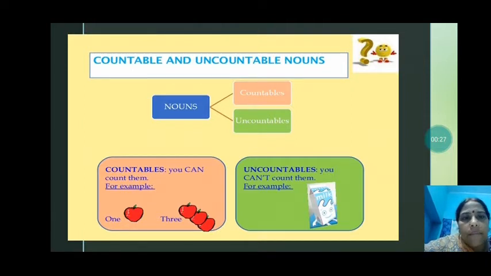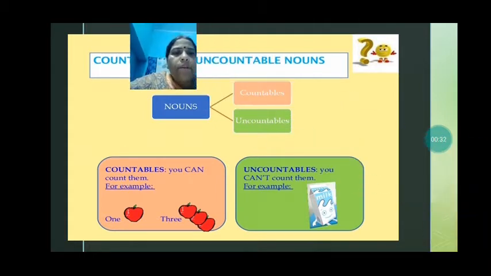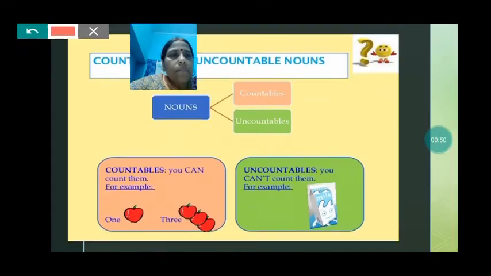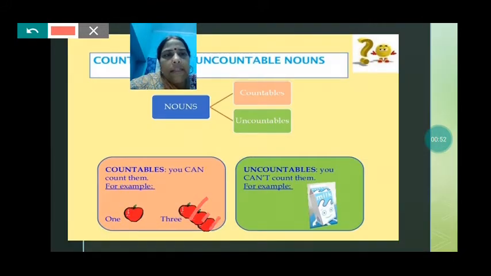That means we can count them, like one apple, as you can see in the picture, one apple and three apples. So here we are able to count the number of apples. In the first one, you can see only one apple is there, so we have used one. And on the other side, there are three apples, 1, 2, 3. So we have used the word three and apples, because we can count the number of apples.